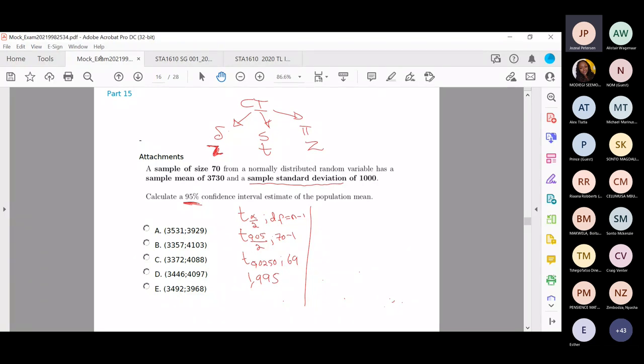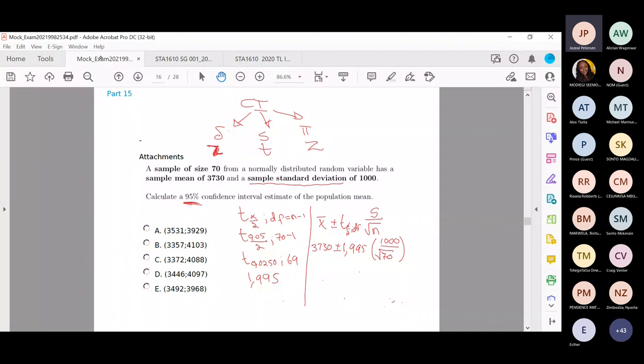To calculate the confidence interval, we use the point estimate plus or minus the critical value times the standard error, which is the sample standard deviation divided by the square root of n. We substitute the values we are given. Our sample mean is 3,730 plus or minus our critical value, 1.995. The standard deviation is 1,000 divided by the square root of the sample size, which is 70.